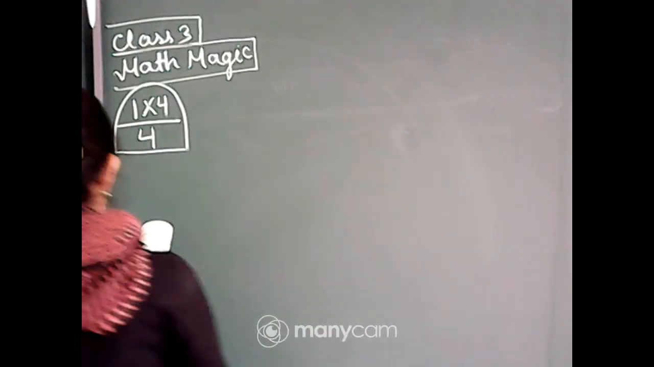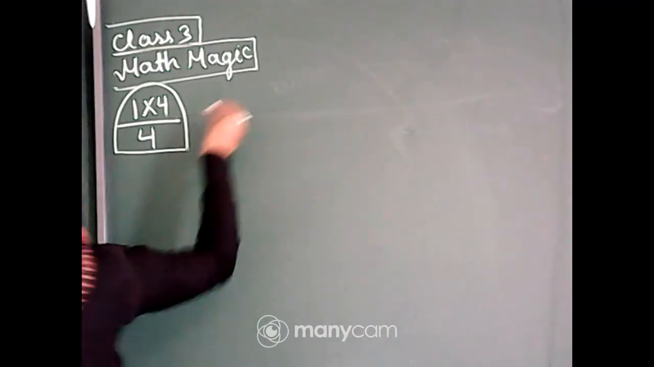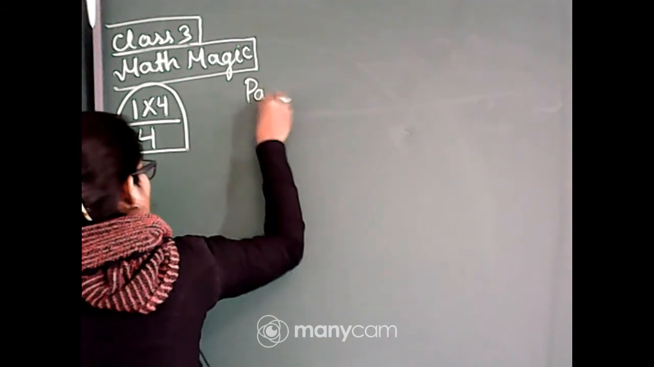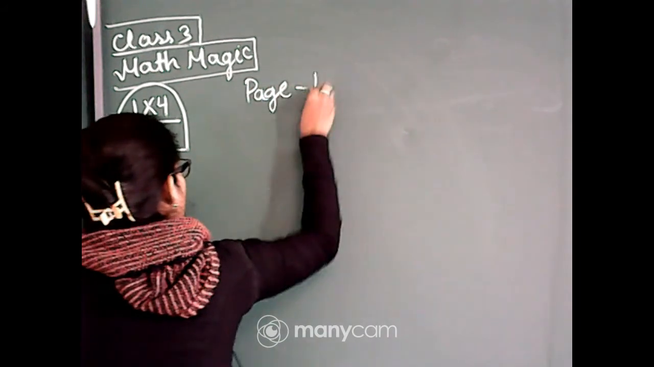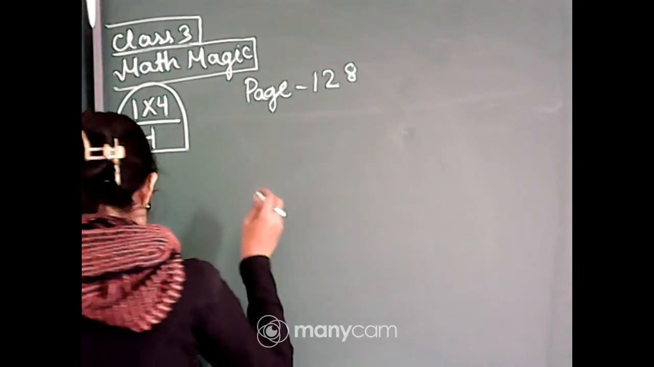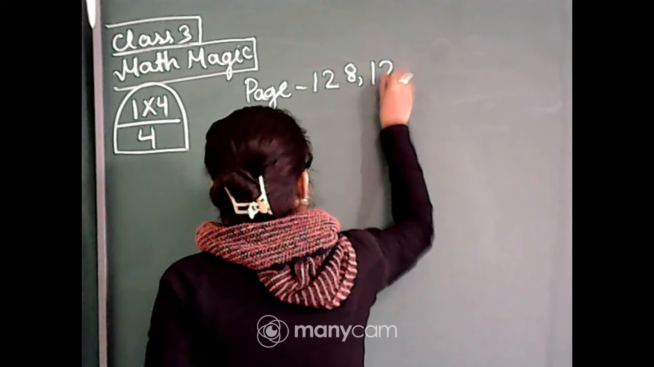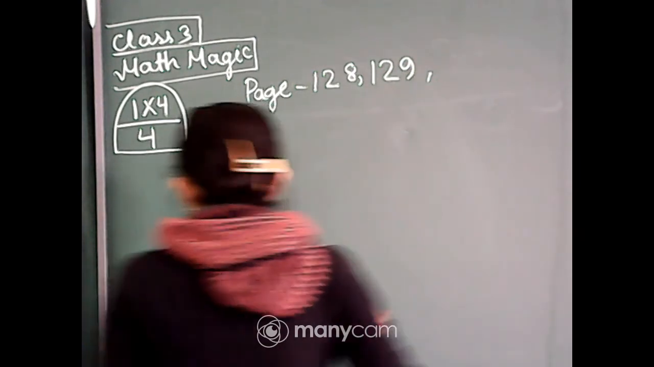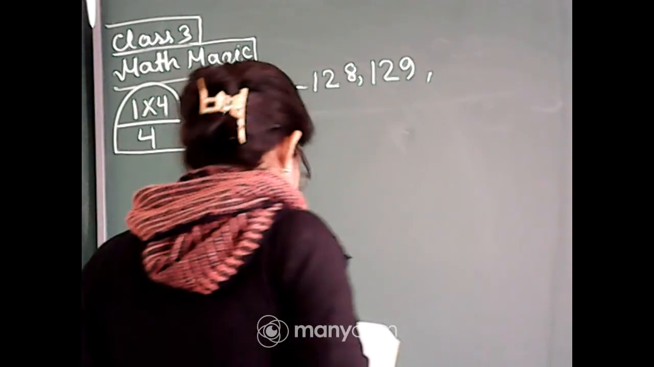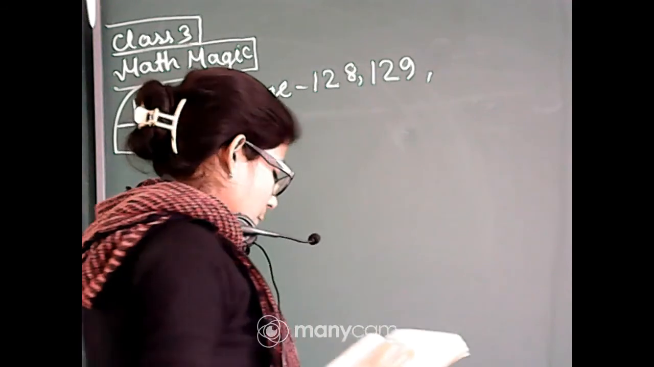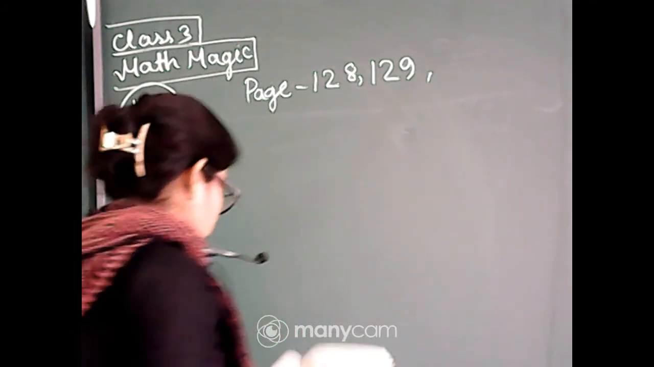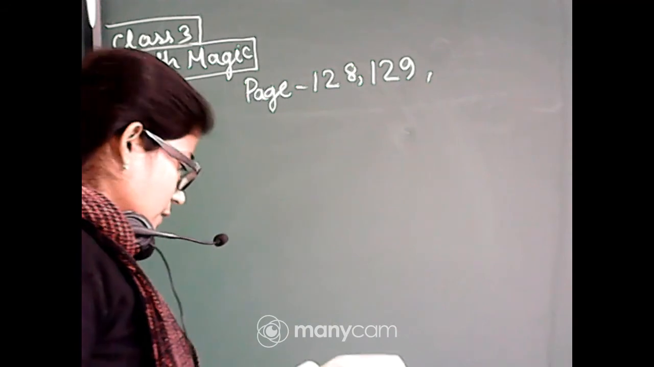So page 128. Then after that, page 129. Try to jump with 7 steps. Means here you have to do the multiplication of 7. 1 seven is, 2 sevens are, 3 sevens are, in this way.